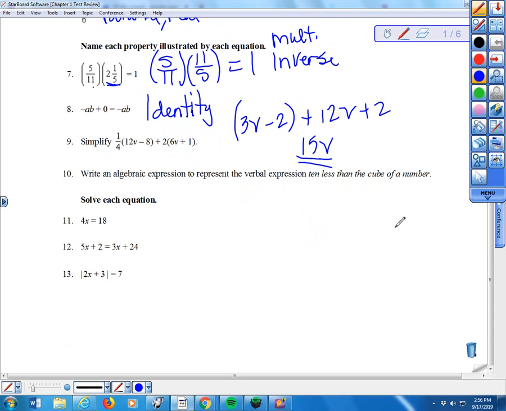Okay. Write an algebraic expression to represent the verbal expression: 10 less than the cube of a number. Okay. Solve each equation. Divide both sides by 4 and simplify. Here, subtract 3x and 2. So that's 2x equals 22.